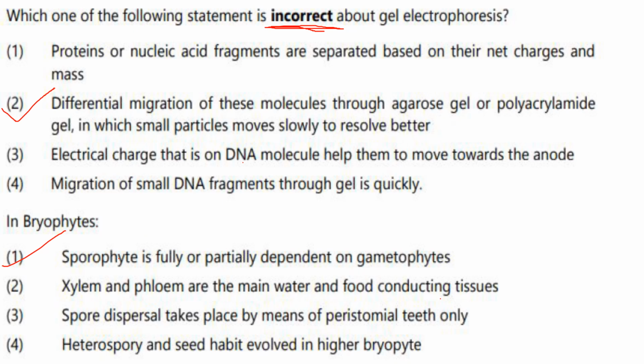Then the electrical charge on the DNA molecule helps them to move towards the anode. That's correct, because DNA is negatively charged because of the presence of the phosphate backbone. So it will move towards the anode. Then migration of small DNA fragments through gel is quick. That is also correct.